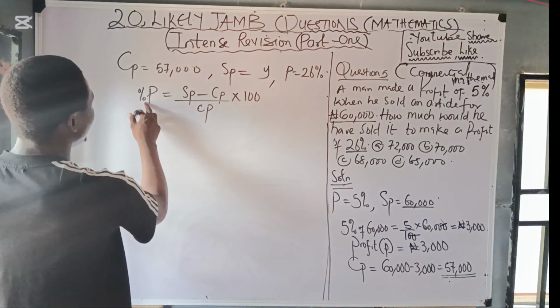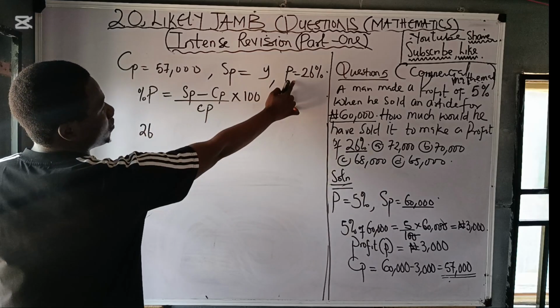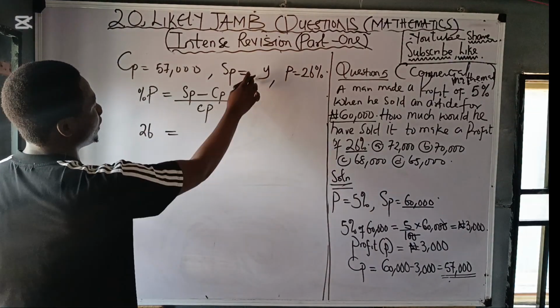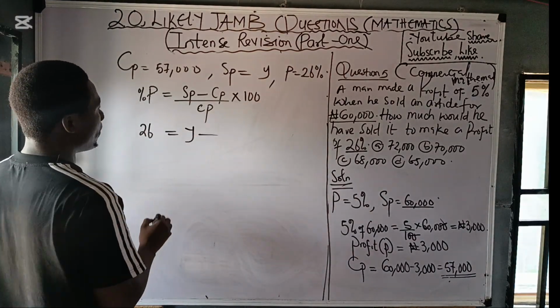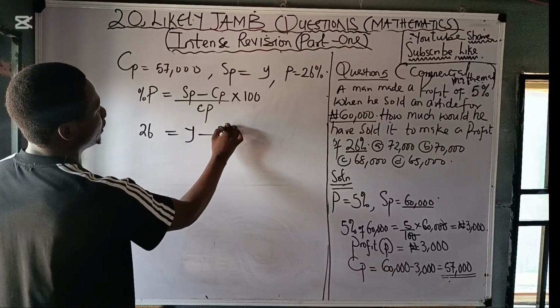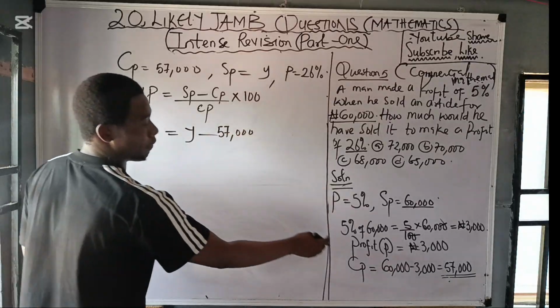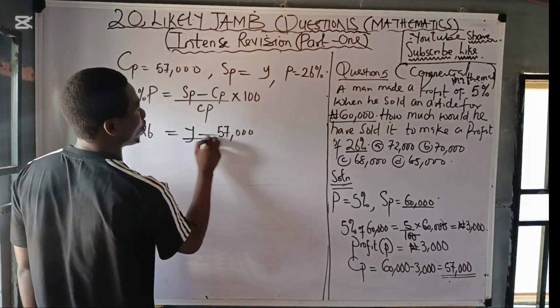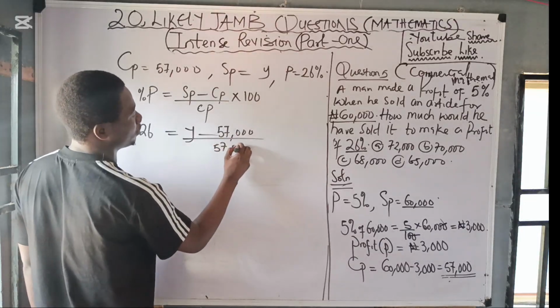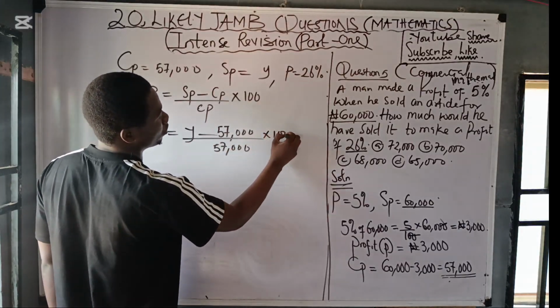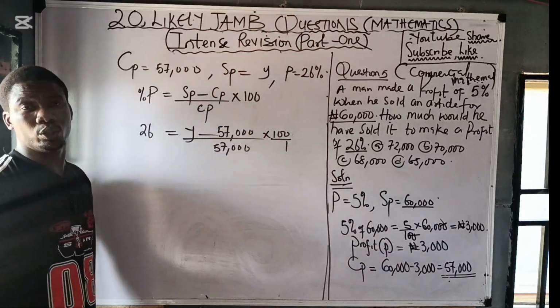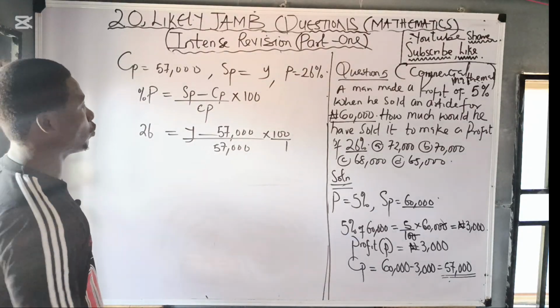Watch carefully. Here, 26, which is the profit percent, equals the selling price, Y, minus the cost price, which is 57,000 naira. We have calculated the cost price. All over the cost price, 57,000 naira, times 100 over 1. So what do we do now? Very easy. Now let's watch this.